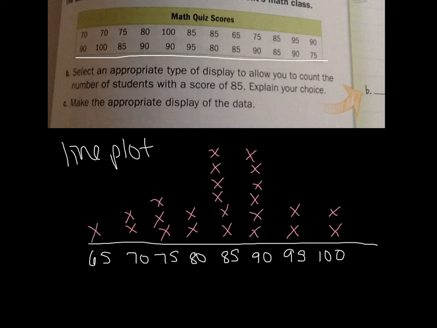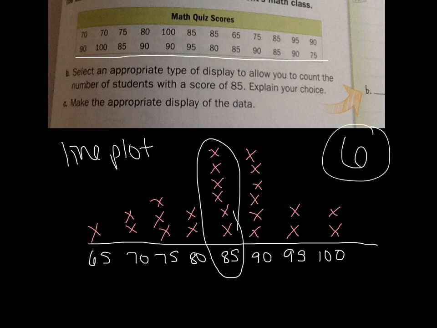Once I have put all of the numbers on my line plot, I then can count to see how many times 85 occurs. If I look at this line plot, I can see that 85 occurs 6 times. So my answer would be 6. And again, I chose the line plot because the line plot shows how many times each number occurs. So remember, following that chart we have on page 910 will help us to determine which display to use.